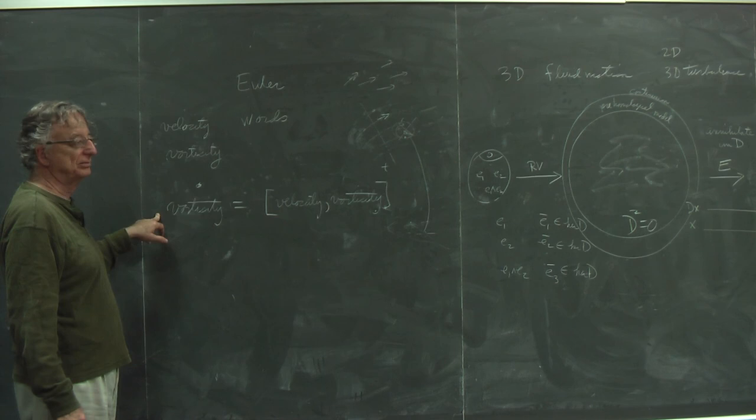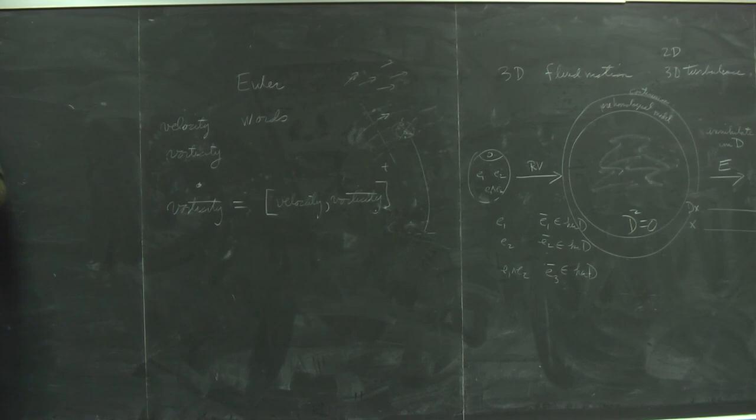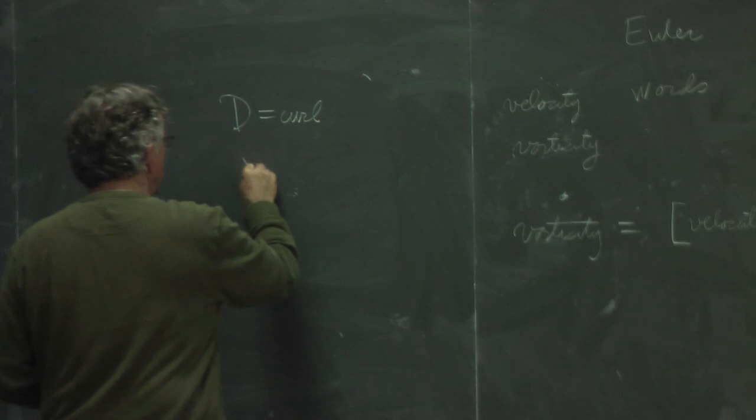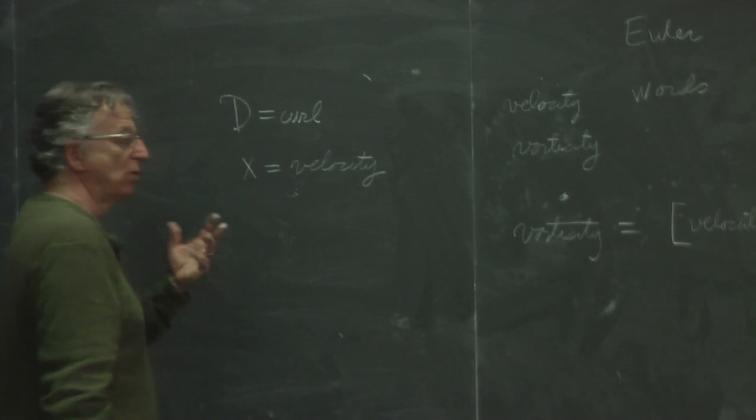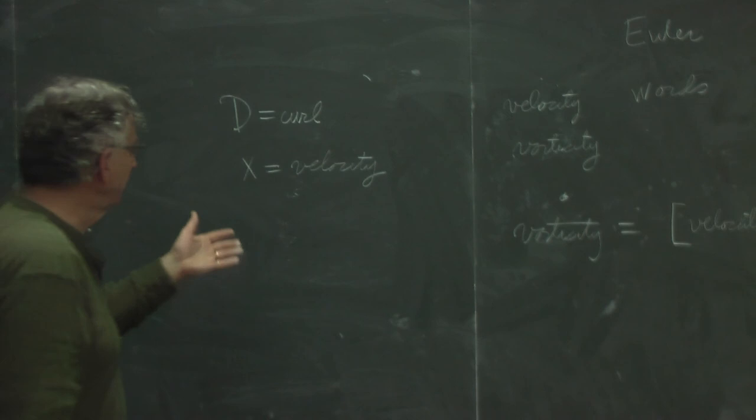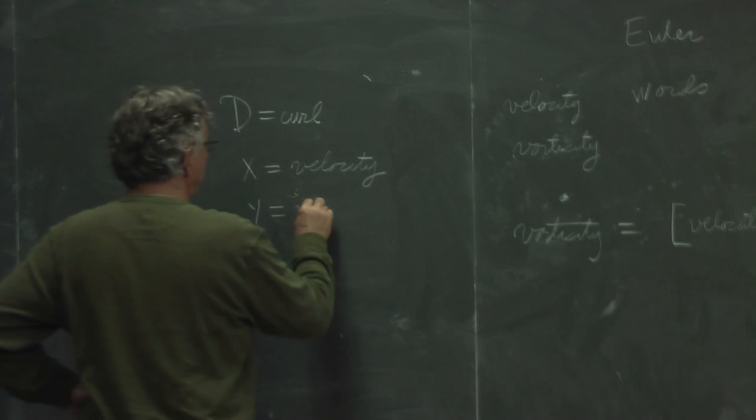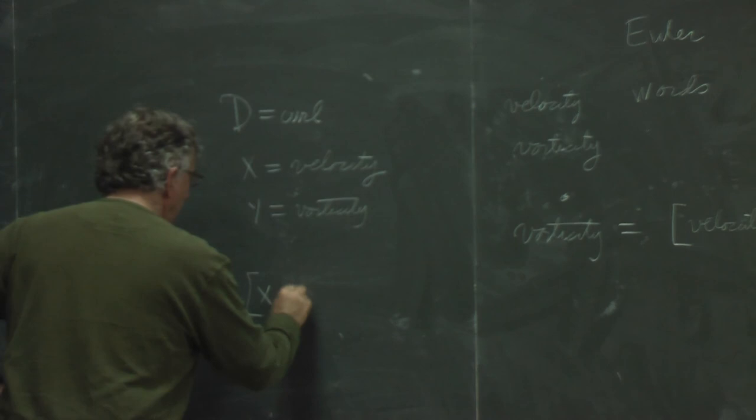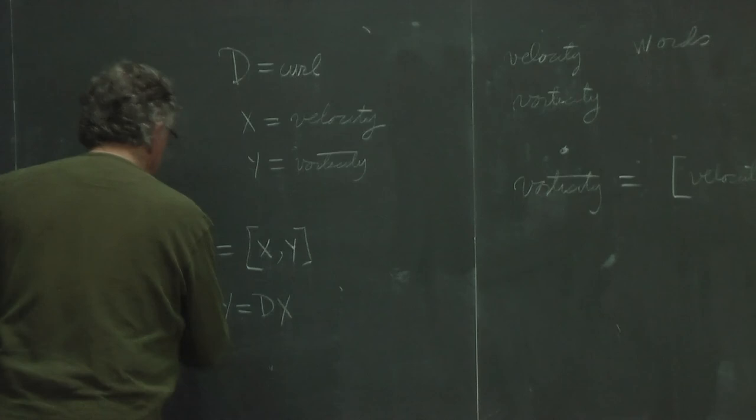So let D be the curl operator, and let X be the velocity field. You might want to think of it as a one form. We change it by the metric to a vector field. So x is the velocity, d is the curl. So the vorticity, y equals the vorticity, then you have y dot equals x bracket y, and y is equal to dx. So this is the other way to write it.